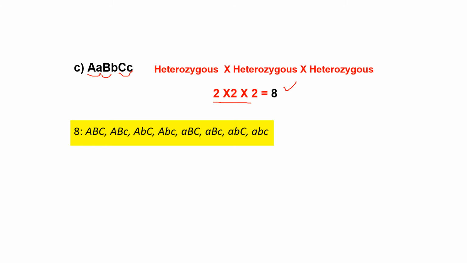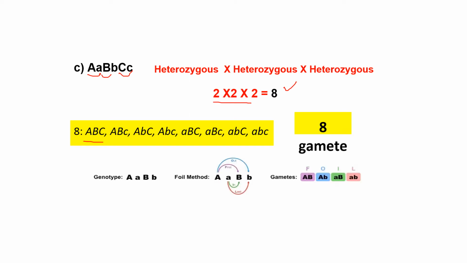And these are all the options. So you have 8 gametes. As I said, using the foil is excellent and easy with 2 genes. With 3 it is more complicated.